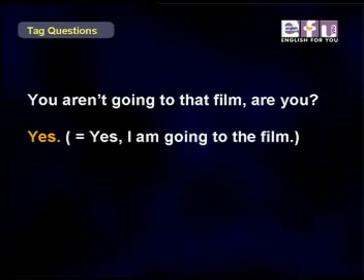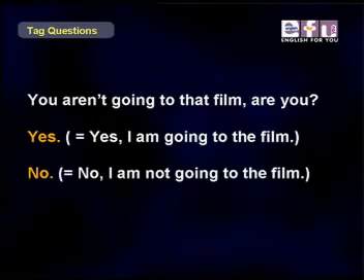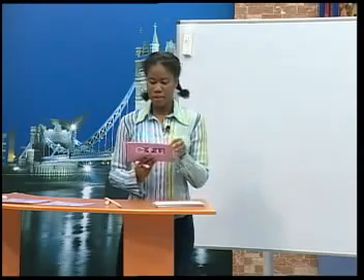So notice the meaning of yes and no in answers to a negative question. You aren't going to that film, are you? So yes means, yes, I'm going to that film. No means, no, I am not going to the film. So the meaning of a tag question depends on how you say it. If your voice goes down, you aren't asking a question. You are inviting the listener to agree with you.